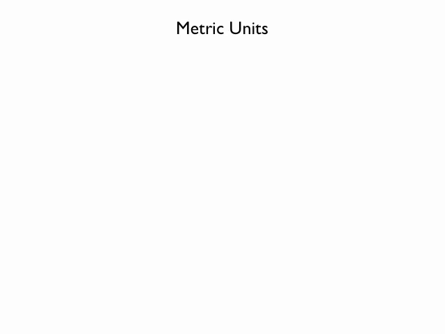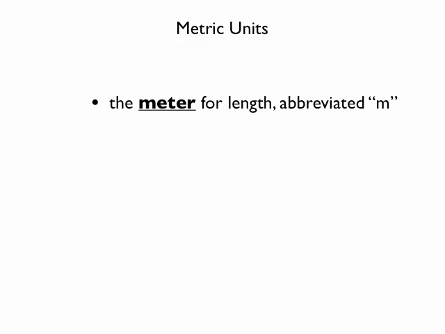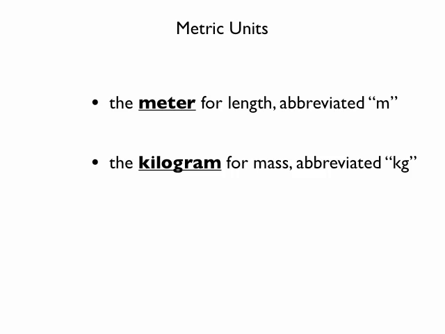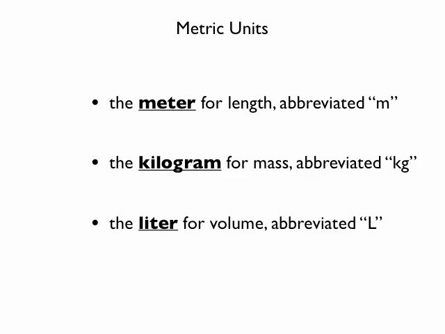3 important metric units are the meter for length, abbreviated M, the kilogram for mass, abbreviated kg, and the liter for volume, usually abbreviated with a capital L. You should have a basic sense of what each of these units mean.